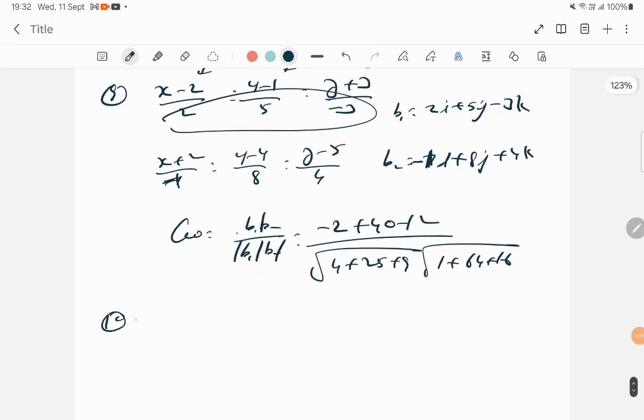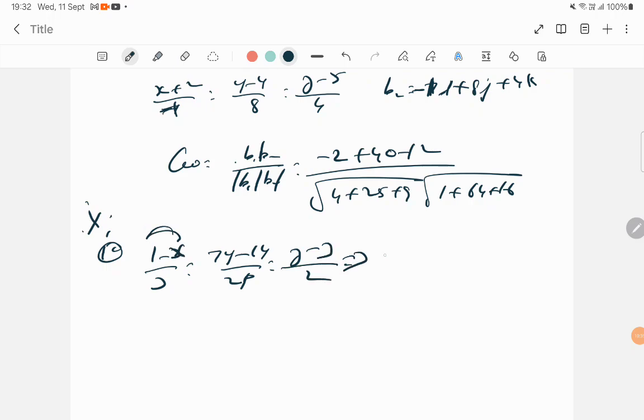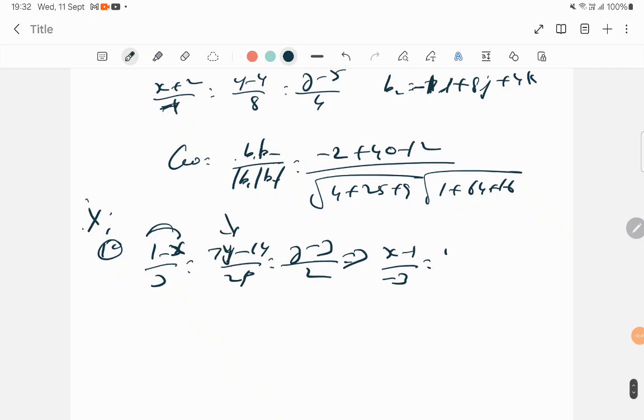So let's go to the 10th question. The 10th question is the world's most important sum. (1 - x)/3 = (7y - 14)/(2p) = (z - 3)/2. First of all, it has to be x minus x1, so change it and write minus 3. Second of all, this should be y minus 2, so it's (y - 2)/(2/7p), dividing the numerator and denominator by 7. Then (z - 3)/2.